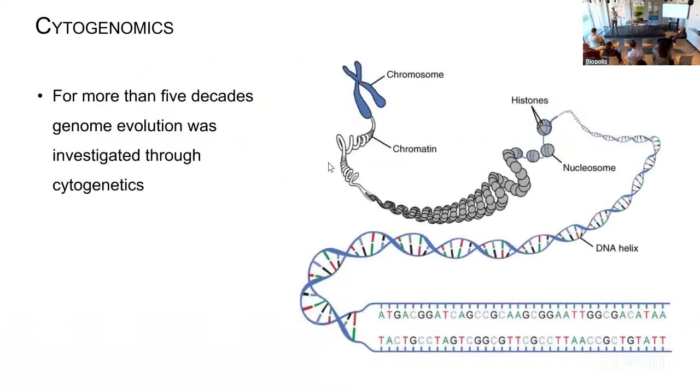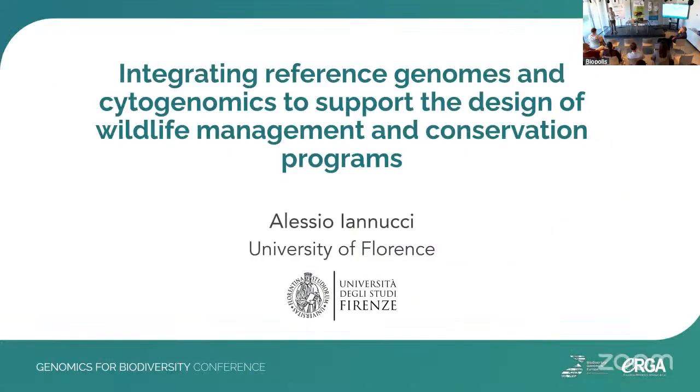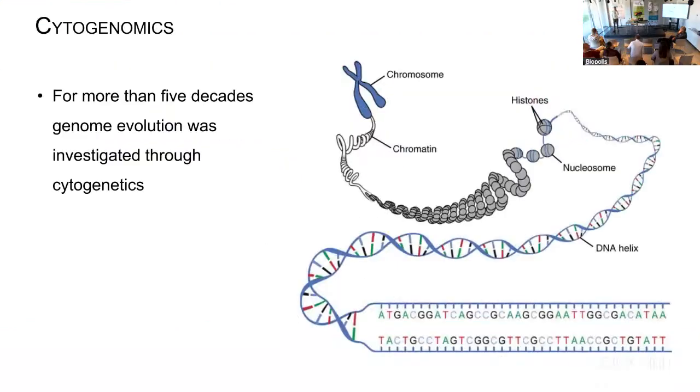Okay, good afternoon, everybody. So today I'm going to talk to you about the integration of reference genome and cytogenomics for biodiversity studies. So in the genomic era, we are all used to thinking about chromosomes as a series of nucleotides that we usually see in our nice FASTA files, right? But we all know that chromosomes are not just text files that we work with, but they are a specific structure that we have in our cells.